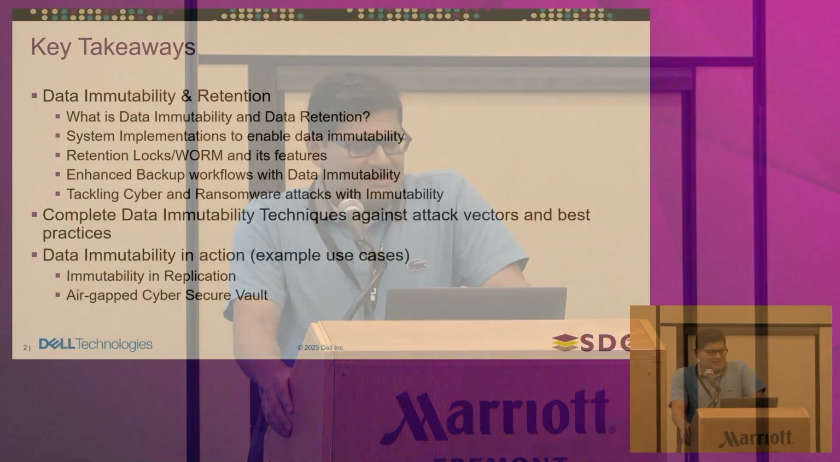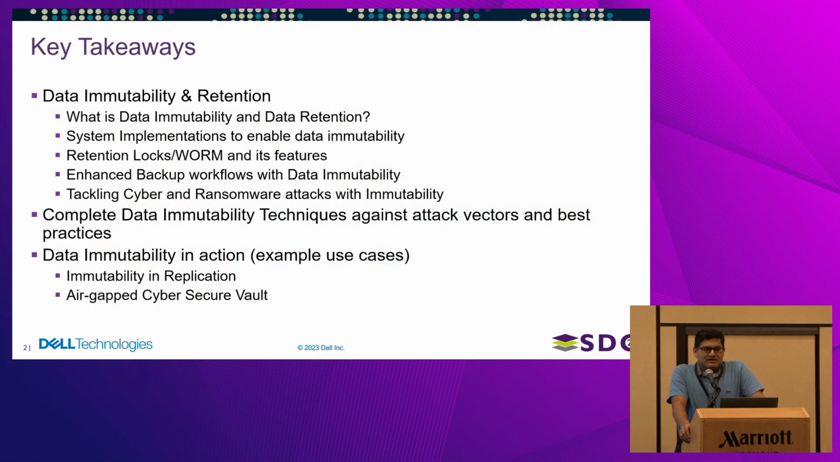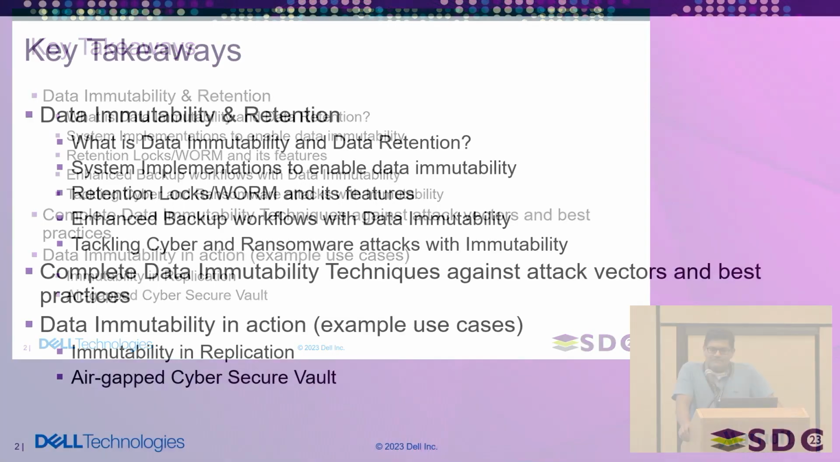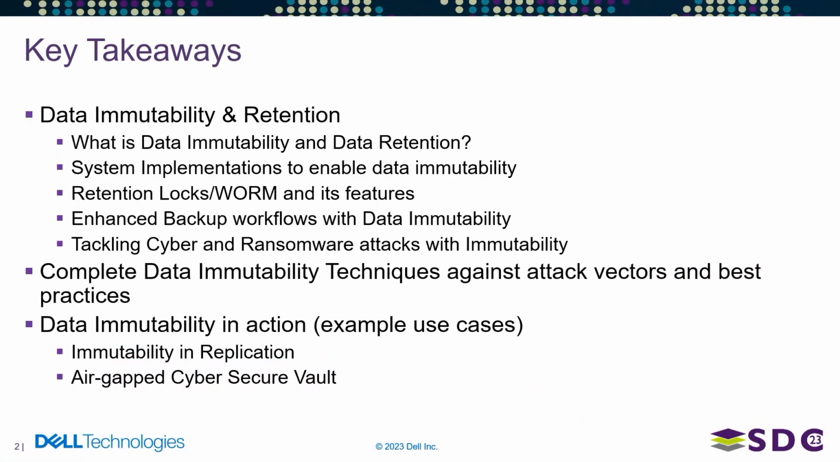So we will define what is data immutability, what is data retention, and how it can be implemented in general. This is a pretty generic talk. We will mention a couple of our implementations in our system, but mostly it is going to be a very generic concept about what is immutable data. And at the end, we will give you a couple of examples of what we do at Dell Data Protection Division.